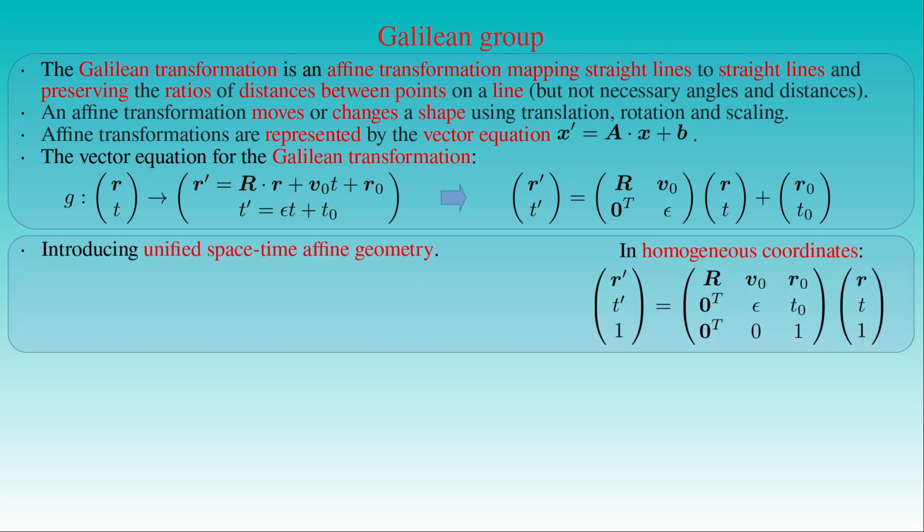In this representation, the Galilean transformation maps a five-dimensional homogeneous vector, obtained by appending the coordinate 1 to the four-dimensional spacetime vector formed by the position vector r and the time coordinate t, into another homogeneous five-dimensional vector by means of a single 5 times 5 matrix multiplication. This matrix is constructed by augmenting the 4 times 4 matrix of the Galilean transformation with the spatial translation vector R0 and the time translation T0, as shown in the vector equation. Consequently, both the linear transformation and the translation are incorporated into a single matrix, allowing the Galilean transformation to be represented as a purely linear transformation in homogeneous coordinates.